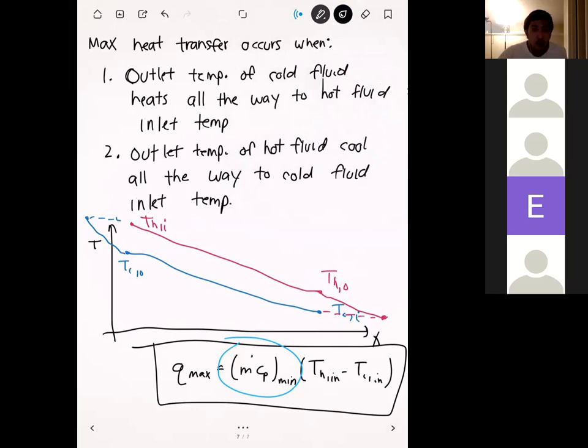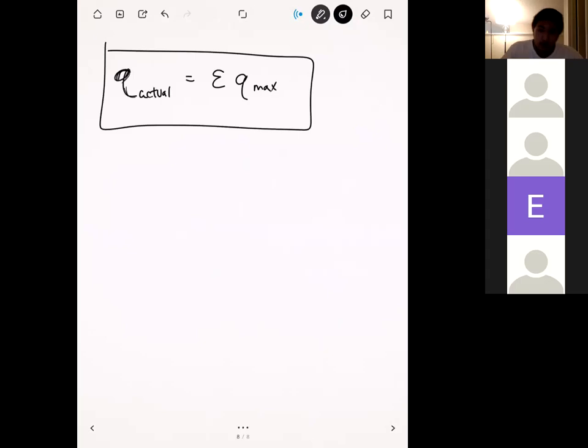Okay, and so now that we can compute the theoretical maximum heat transfer, and given that we know the effectiveness, we can use those two quantities to compute the actual heat transfer. To find the actual amount of heat that's transferred, all you have to do is take the product of the effectiveness and the maximum theoretical one. So that's easy.